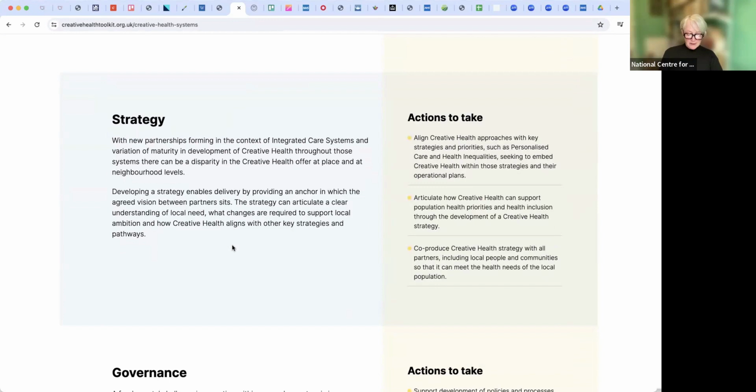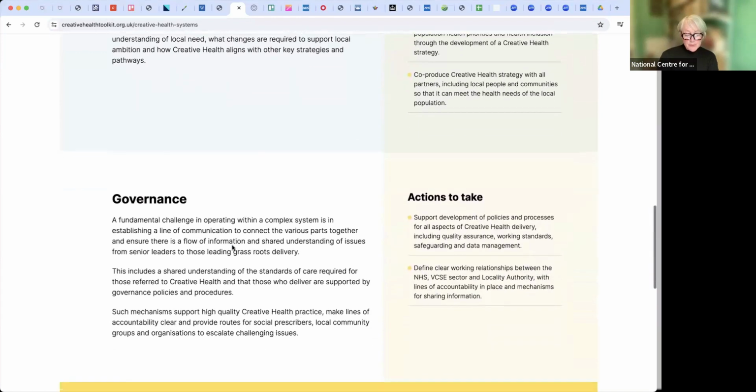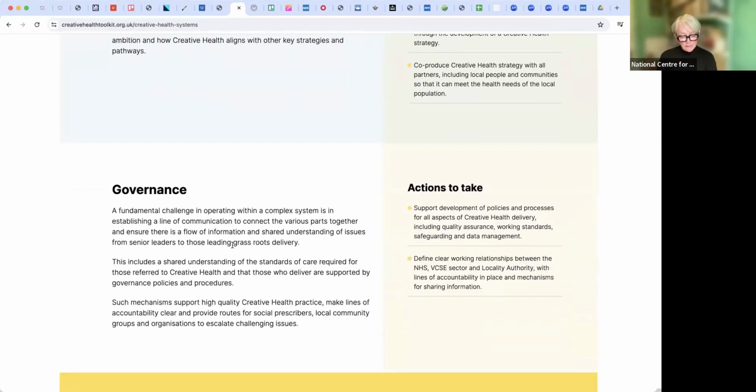The strategy section acknowledges that systems will be at different stages in their creative health journey and recommends aligning creative health with existing key strategies and priorities such as personalised care and health inequalities, with a focus on how creative health can support population health priorities and health inclusion. And the strategy should be co-produced with all partners and people with lived experience. Governance emphasises the importance of good communications and clear roles and responsibilities, with the development of policies and processes to support all aspects of planning and delivery.